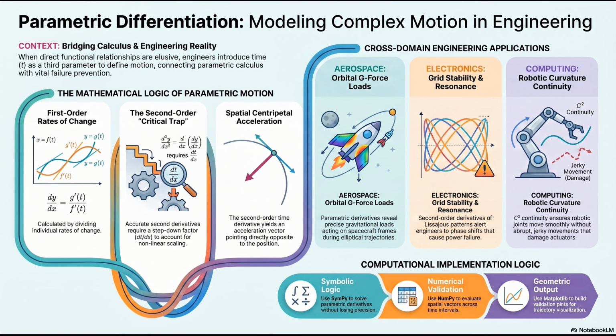But real grids are messy. How so? Well, they're full of capacitive and inductive elements like massive coils and transformers that inherently resist changes in the flow of electricity. This resistance causes the current wave to lag behind the voltage wave. Got it. They fall out of perfect synchronization, creating what is called a phase shift. So how do engineers visualize a lagging invisible wave against a leading one? They plot them parametrically.